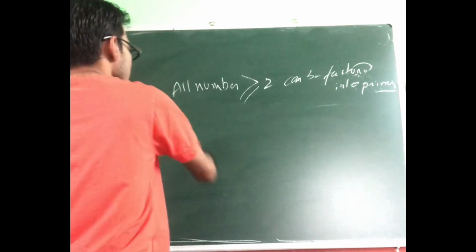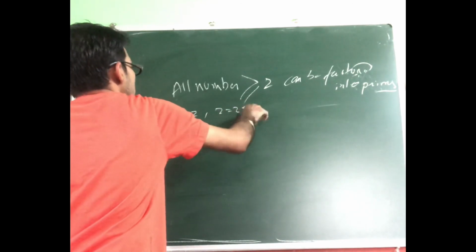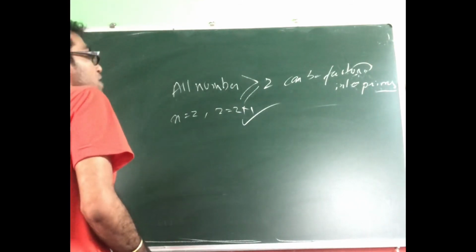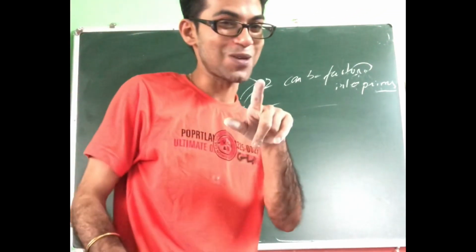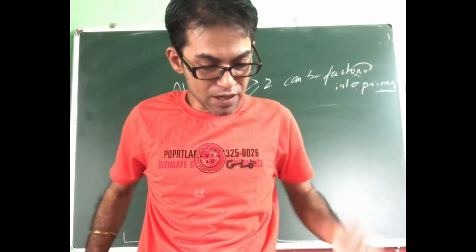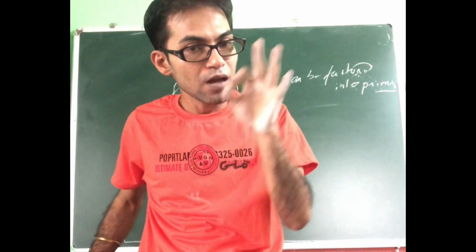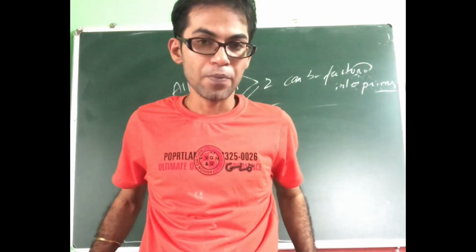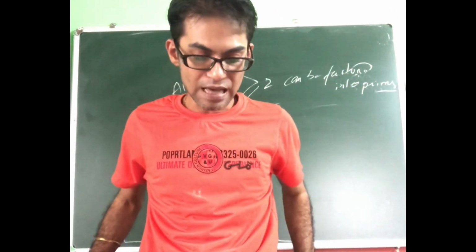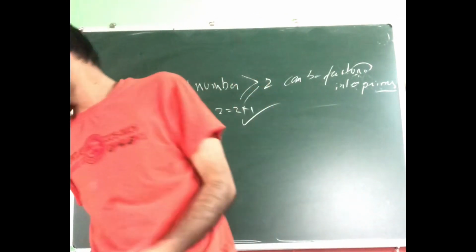Base case. The base case is n equal to 2, and we know 2 is equal to 2 into 1, can be factored in terms of prime, so the base case holds true. Now I am assuming that this statement holds true for all the integers up to n. All the integers up to n, this statement holds true. And I need to prove that this statement will also hold true for n equal to n plus 1.